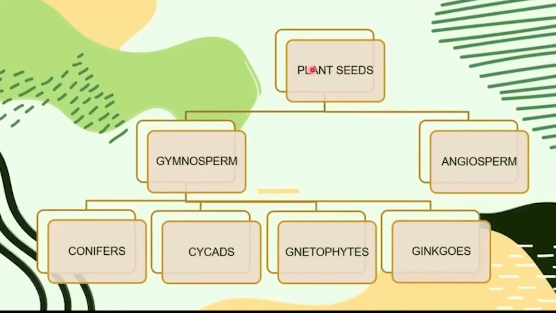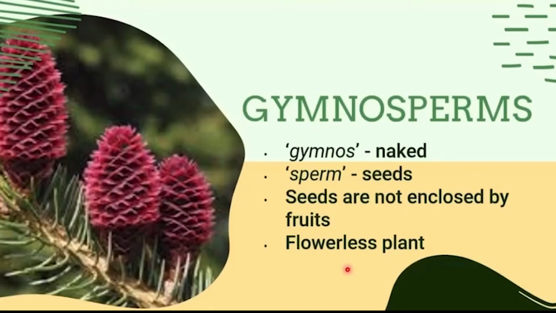There are two types of seed plants, gymnosperm and angiosperm. Gymnosperm is then divided into four types, which are conifers, cycads, ginkgos, and gnetophytes. I will explain the characteristics of each type on the next slides. What is gymnosperm? Gymnosperm comes from two words, gymnos, which means naked, and sperm, which means seed. So these two words represent that gymnosperm seeds are not enclosed by fruit, and normally gymnosperms are flowerless plants.